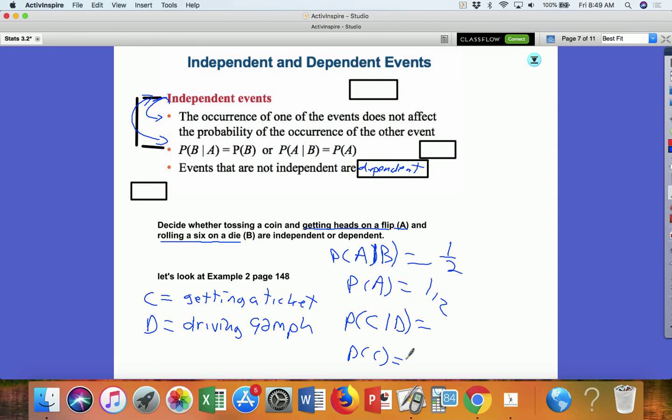You ever got a speeding ticket, Tate? Anybody got a speeding ticket? How fast were you going? Like 15 over. Okay. So our chances of getting a speeding ticket aren't great. Do you think our chances are greater if we have this going on? Yeah. So then these events are dependent. If one affects the other, they're dependent. That should make sense.